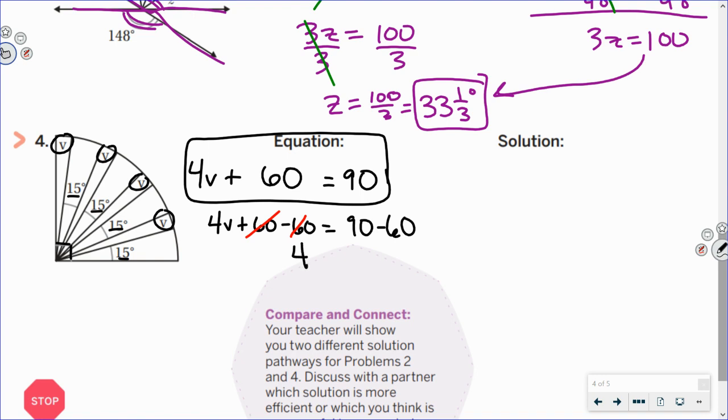That will leave us with 4 v's equaling 30, split up into 4 groups. And again, if you ever split something up into 30, split it up into 4, split it up into half, there's 15 and 15. Split it up into half again, so that each of those would be 7.5.